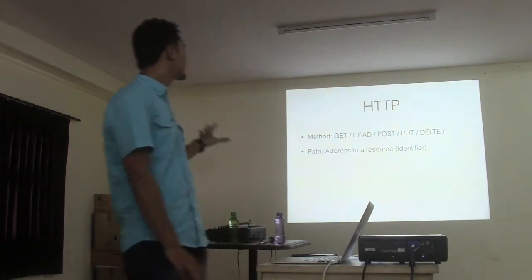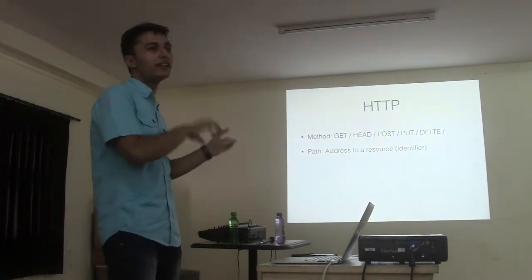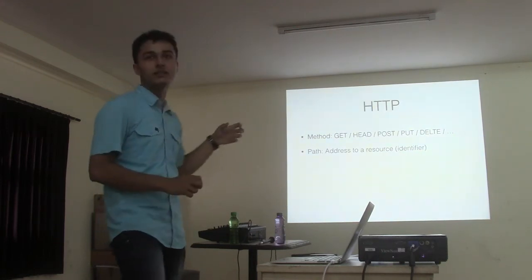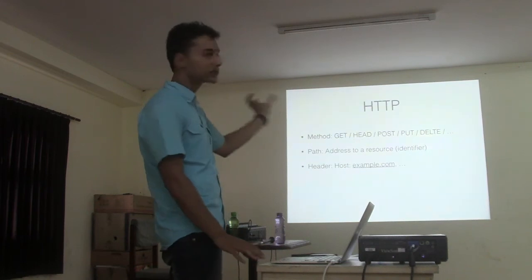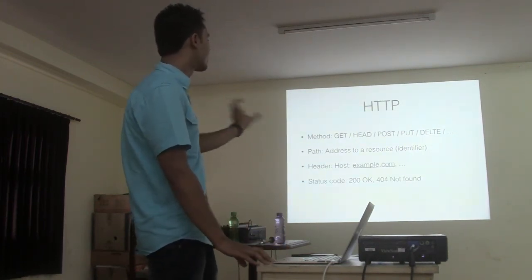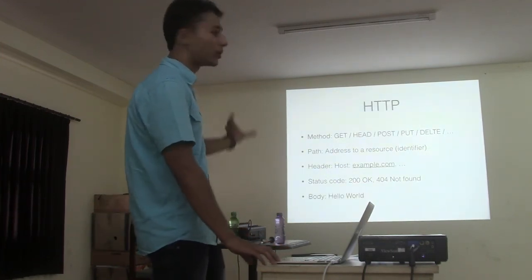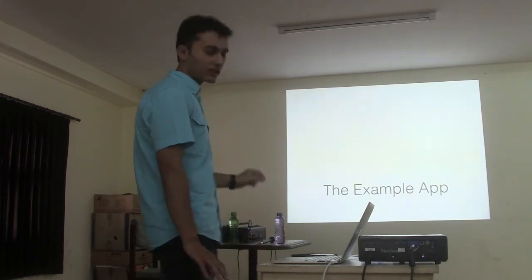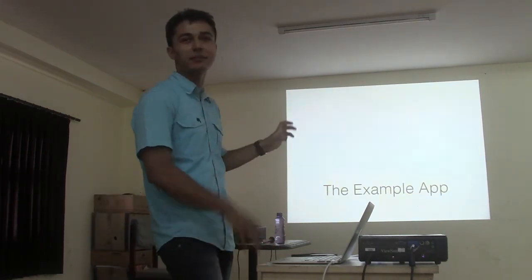And also the path. This is the address to the resource. If you just go to index.html, that is the path of a resource that we are expecting. The next is the header, such as Host: example.com. There are a multitude of headers that I showed before. And the status code: 200 OK, 404 not found. We are pretty much familiar with those, I guess. And the body.